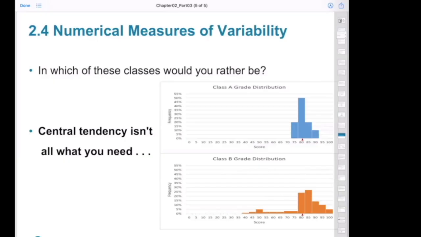So for class A, at least you are guaranteed 75, the minimum number. But for the second one, you have 40 or 45. So this is not a good grade in this case. So as you can see here, the variability is very important to measure for the distribution we have. So you can determine which distribution is better than the other distributions. Okay.